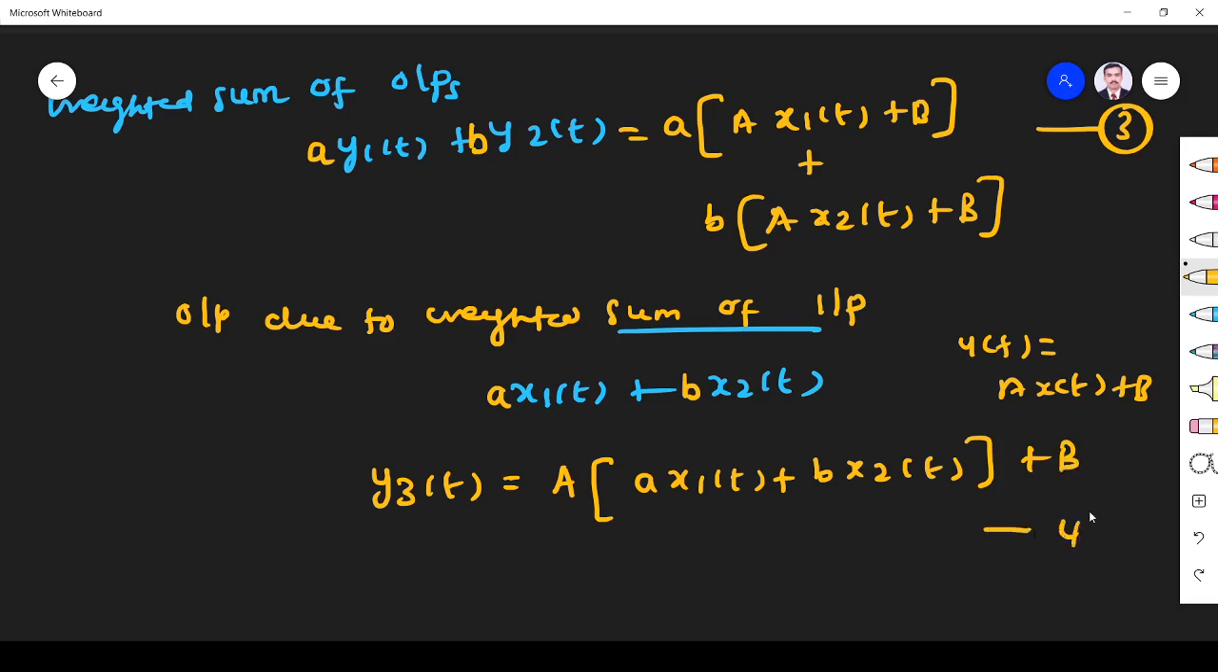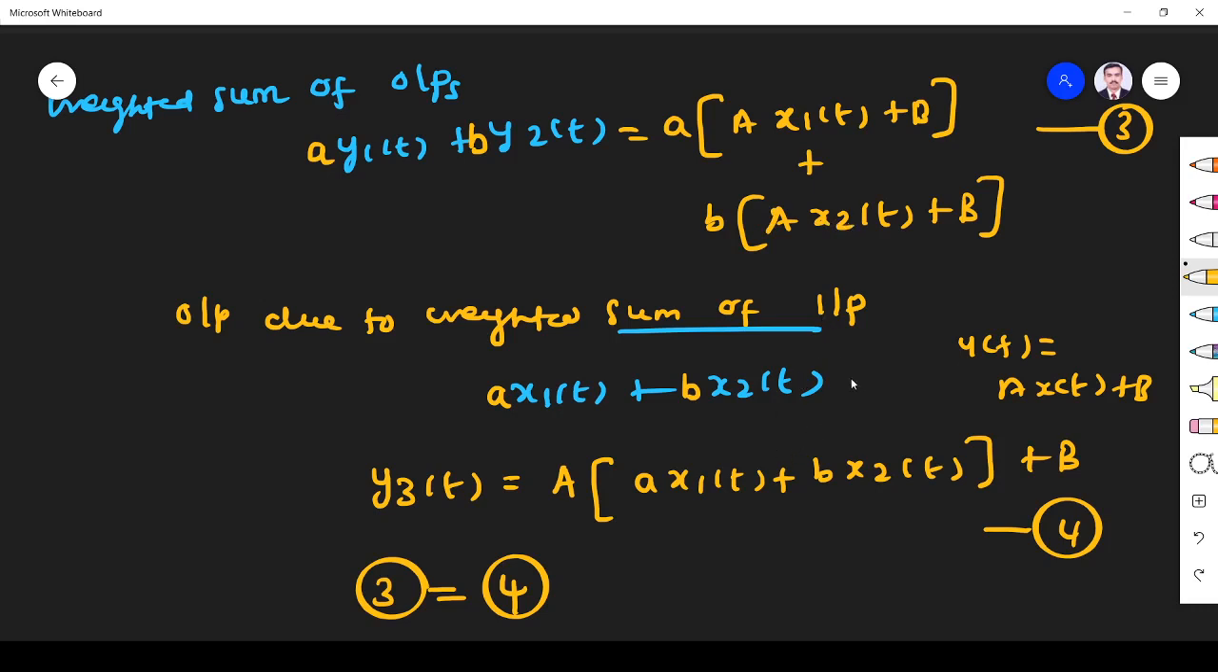This is equation number 4. Check, this is the output due to weighted sum of input. This is what y3. So check whether 3 is equal to 4 or not. That's what I have to check for the superposition theorem. So whether 3 is equal to 4, it is a x1 of t plus b, a x2 of t plus b. So you see a x1 of t plus b a x2 of t, right?